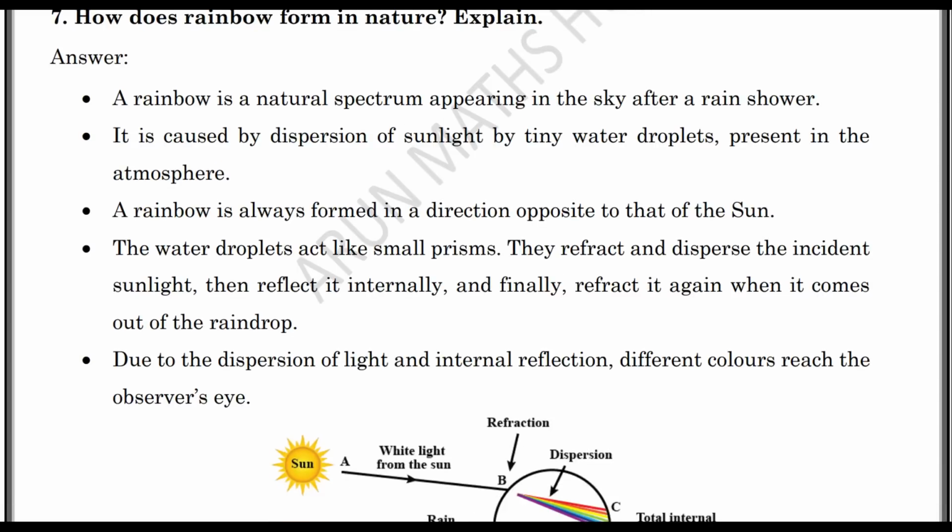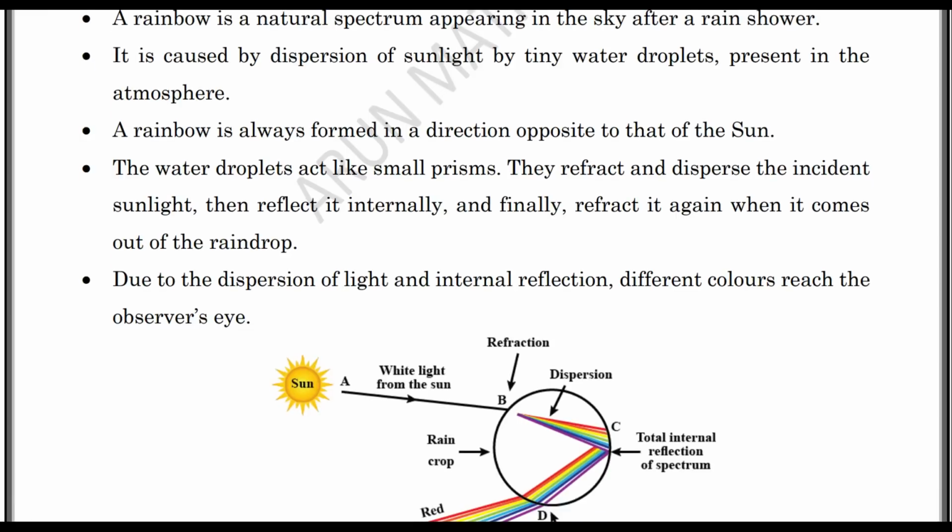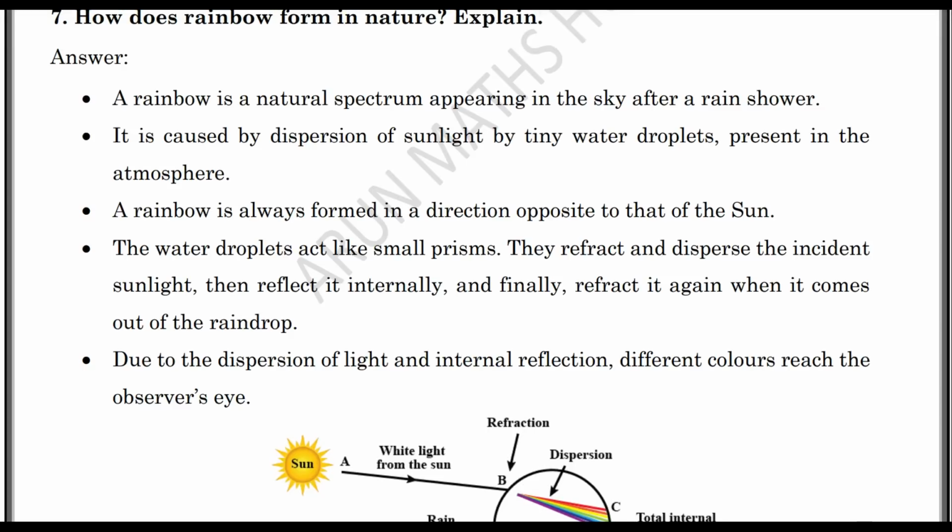How does a rainbow form in nature? Explain. Dear students, diagrams are not necessary. Still, I have posted the diagrams. A rainbow is a natural spectrum appearing in the sky after the rain shower. What is a rainbow? It is a natural spectrum appearing in the sky after a rain shower.